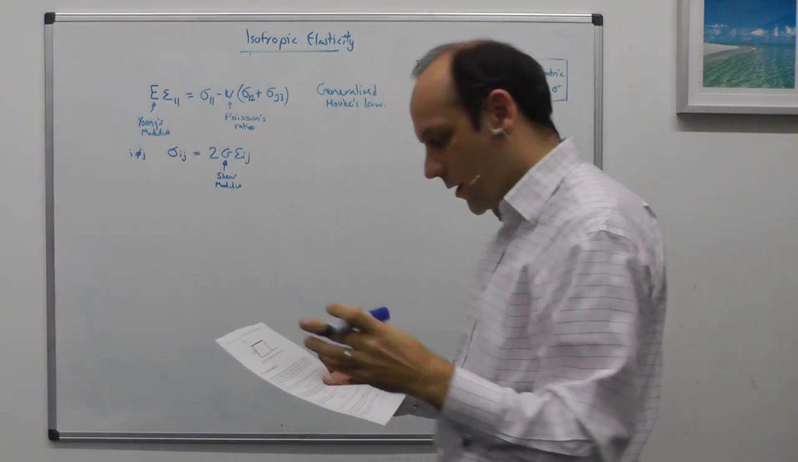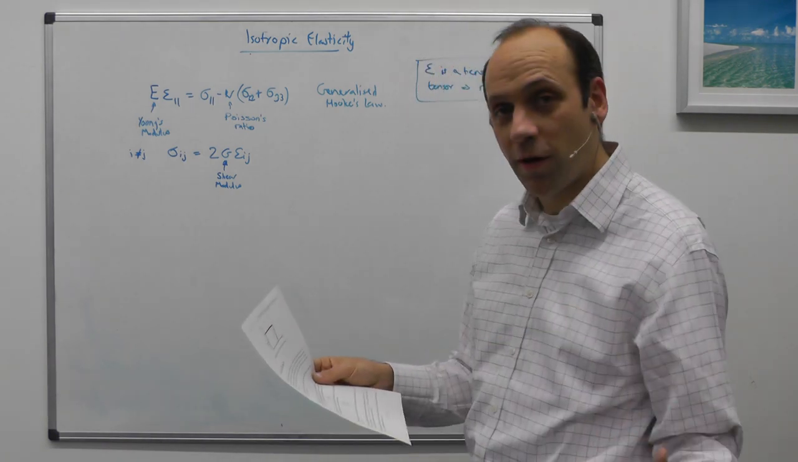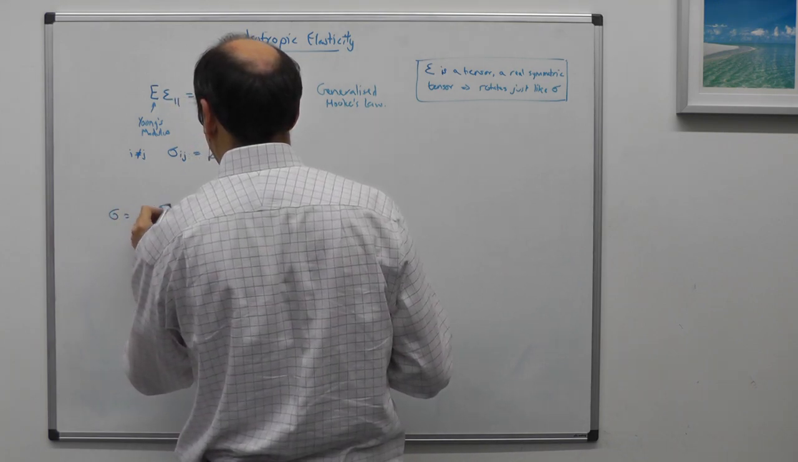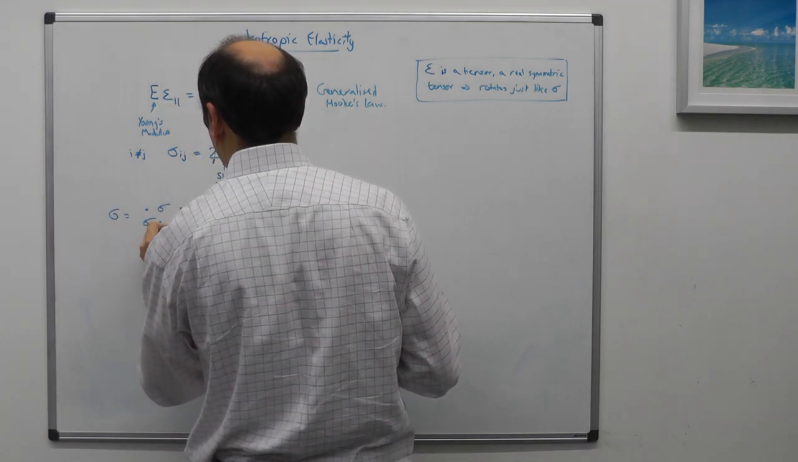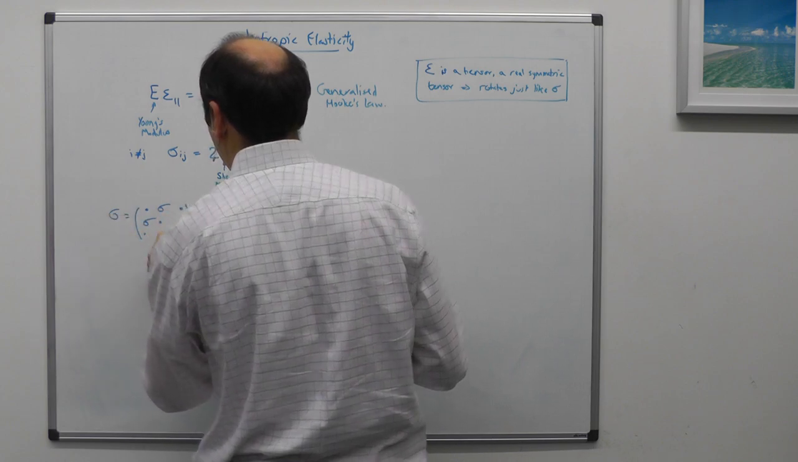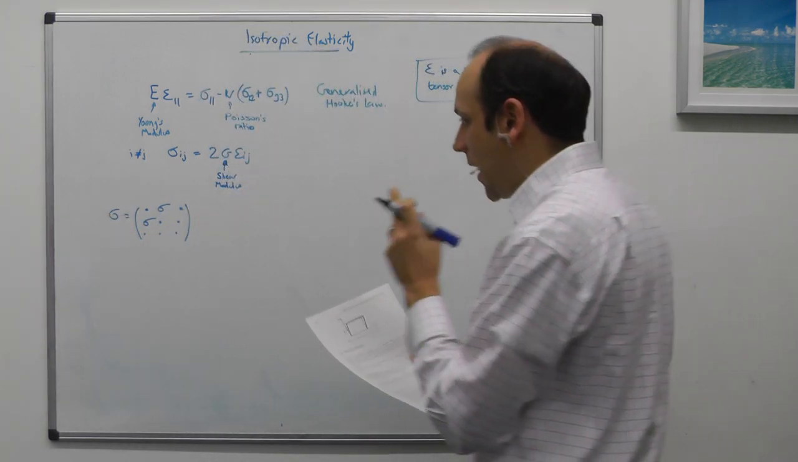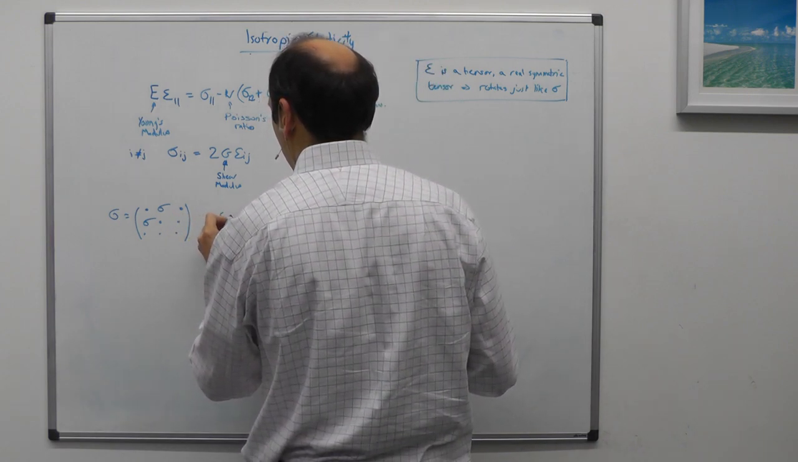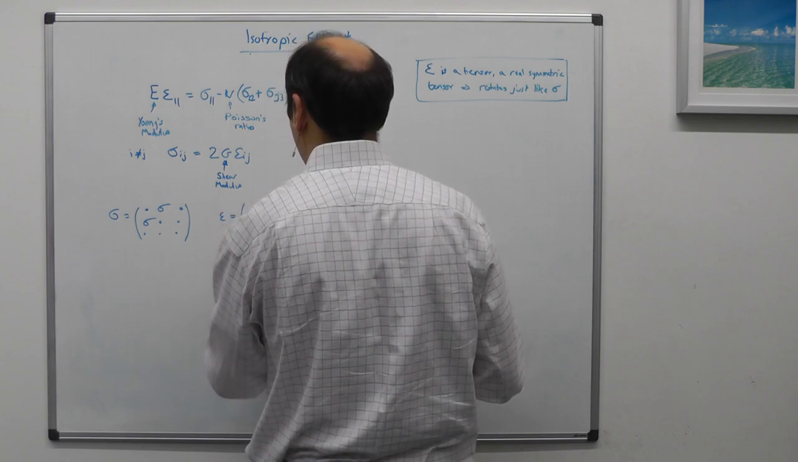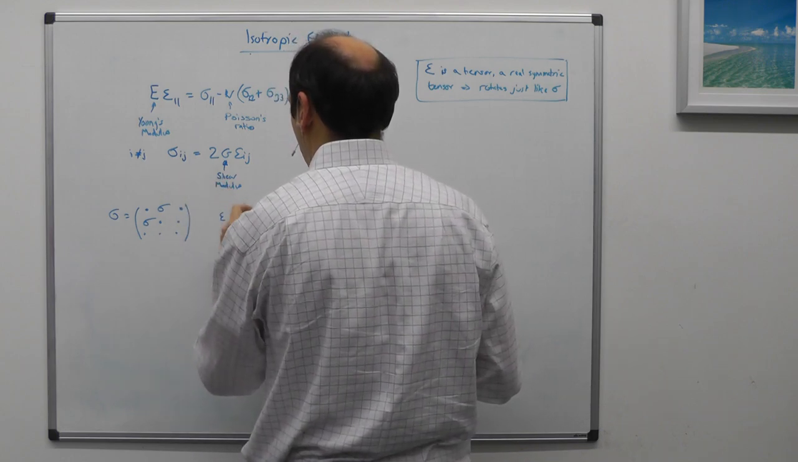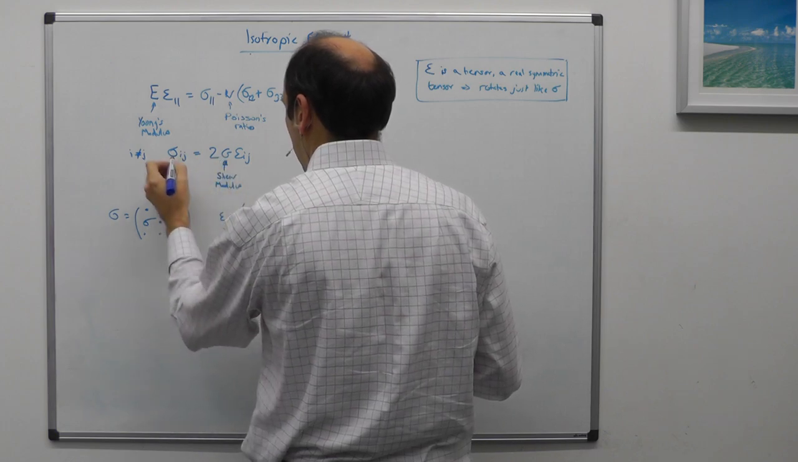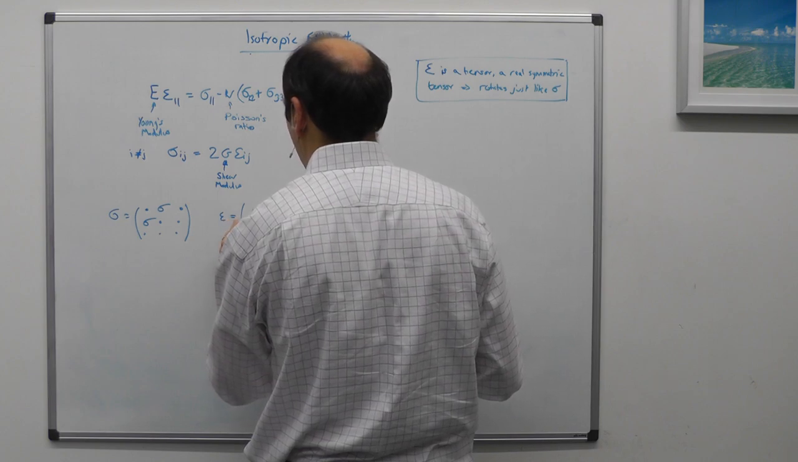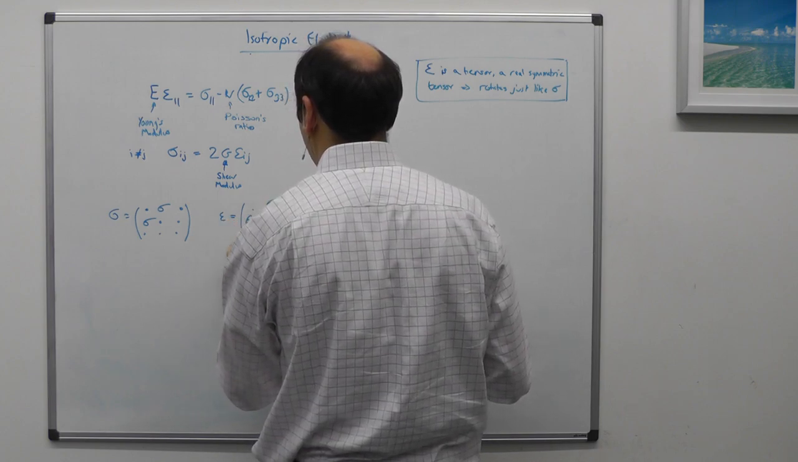And so what I'm going to consider is a situation where I've applied a pure shear stress. So I'm going to consider a stress matrix of 0, sigma, 0, sigma, 0, 0, 0, 0, 0. So that's a pure shear stress matrix. And we would therefore find that the strain matrix, or strain tensor, would therefore be given by sigma over 2G, 0, 0, sigma over 2G, 0, 0, 0, 0, 0.